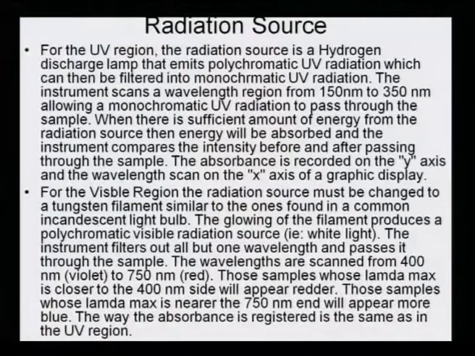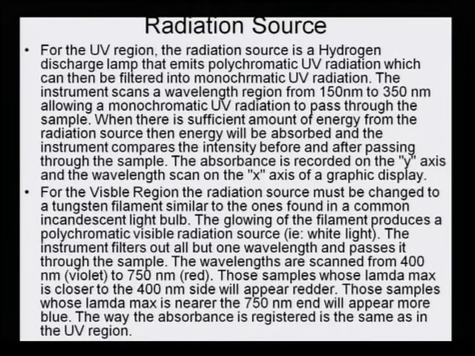In UV spectroscopy, for the UV region, the radiation source is a hydrogen discharge lamp that emits polychromatic UV radiation, which can then be filtered into monochromatic UV radiation. The instrument scans a wavelength region from 150 nanometers to 350 nanometers, or sometimes 190 to 400 nanometers, allowing monochromatic UV radiation to pass through the sample.